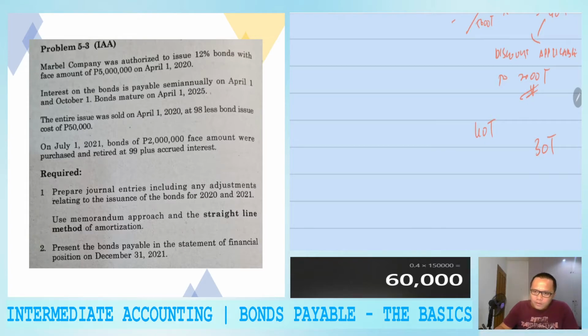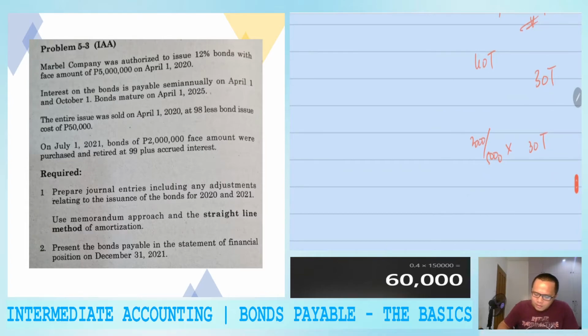Correct? So if we are to get the applicable amount or the amount applicable to 2 million, para mas madali na naman, ratio na lang natin. Okay? Times 30,000. So that is 2 million divided by 5 million times 30,000, we have 12,000. So anong ibig sabihin yan? Out of the 60,000 na applicable discount for 2 million, 12,000 has already been amortized.